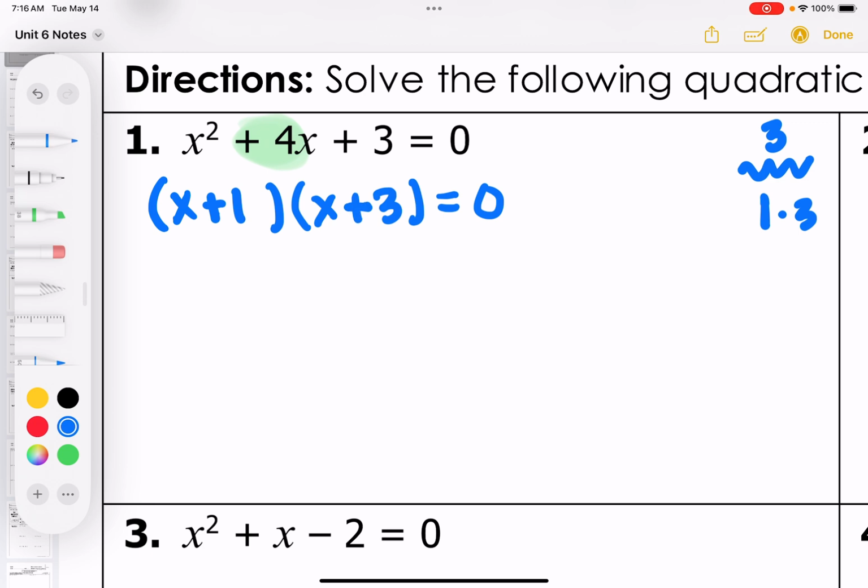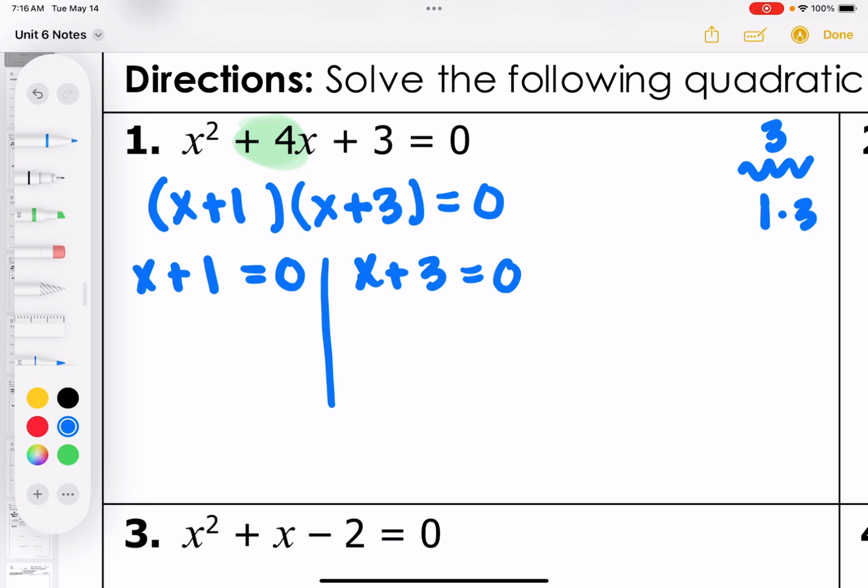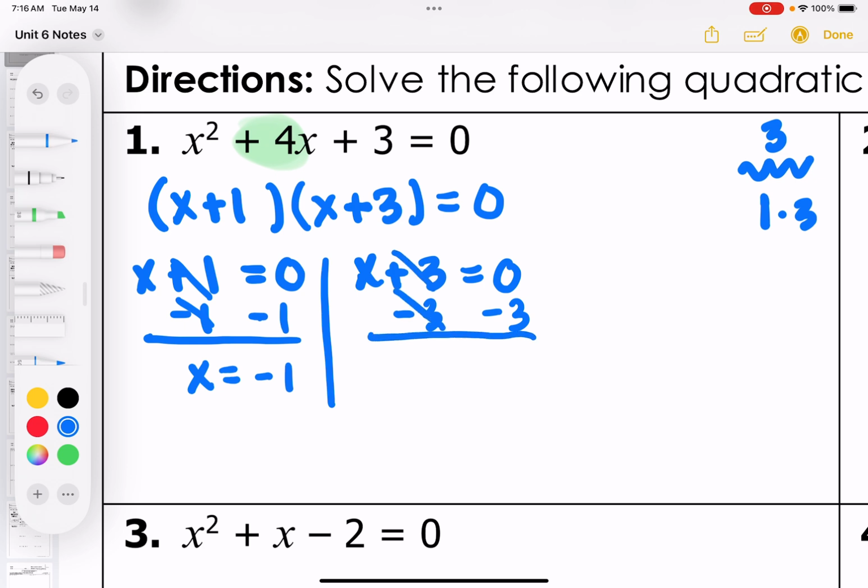Now I break it apart and set each factor equal to 0. I solve these for x. For the first equation, I subtract 1 on both sides, so x equals negative 1. Then I subtract 3 on both sides, so x equals negative 3. We're going to use our curly brackets, and negative 3 is going to come first because it is smaller.